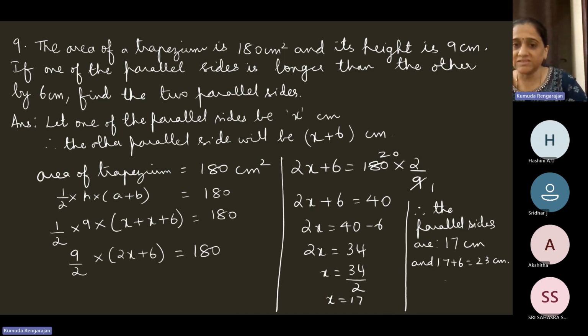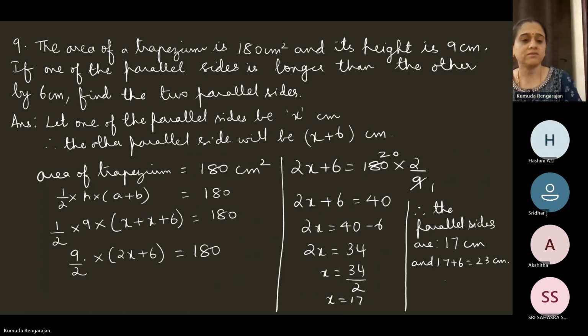Now we'll work the same thing with x and x minus 6, okay? So in this one, we've assumed the parallel sides to be x and x plus 6. So the formula is half into h into a plus b is equal to 180. Half into h is given to be 9 here. H is 9 into a plus b, x plus 6, is equal to 180.